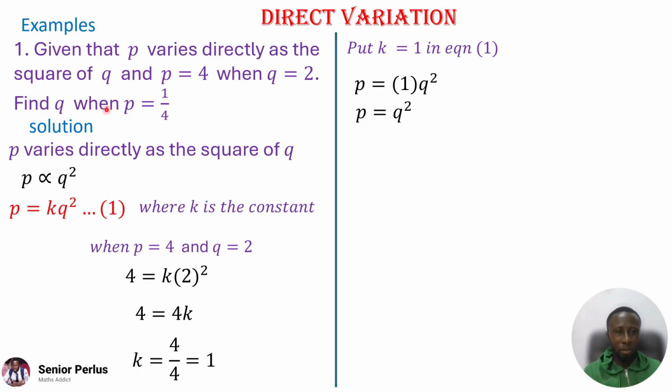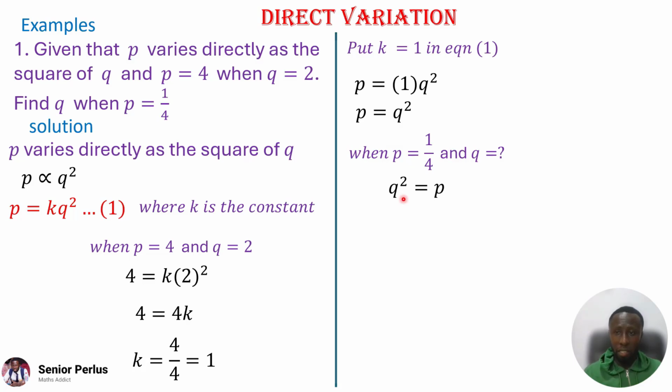Let's find Q when P is 1 on 4. To find Q when P is 1 on 4, we just substitute this one into this. So now we know K, so this becomes a new equation. Just substitute this one into this equation. So P is 1 on 4 and Q square equals P. They are the same.